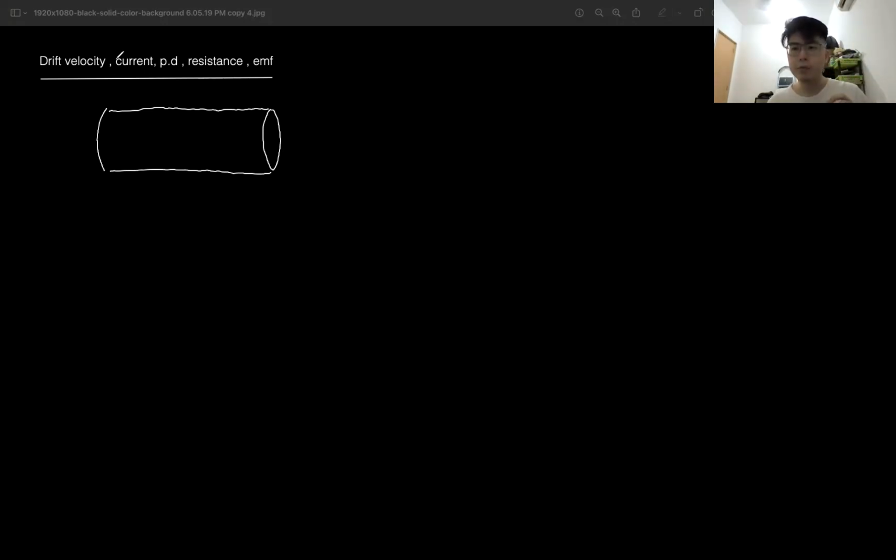How fast they move? Very fast, a few hundred kilometers per second. That motion is due to the thermal velocity. We call it thermal velocity because that motion is contributed by heat. Any object at a given temperature.